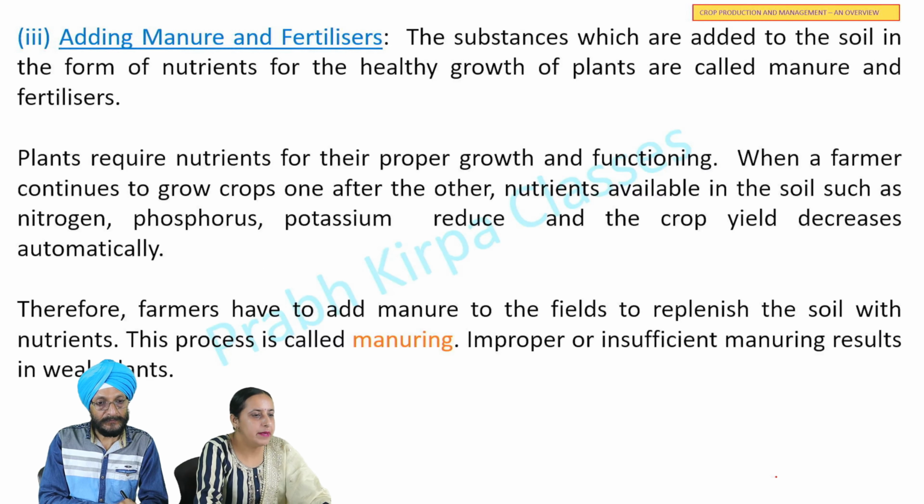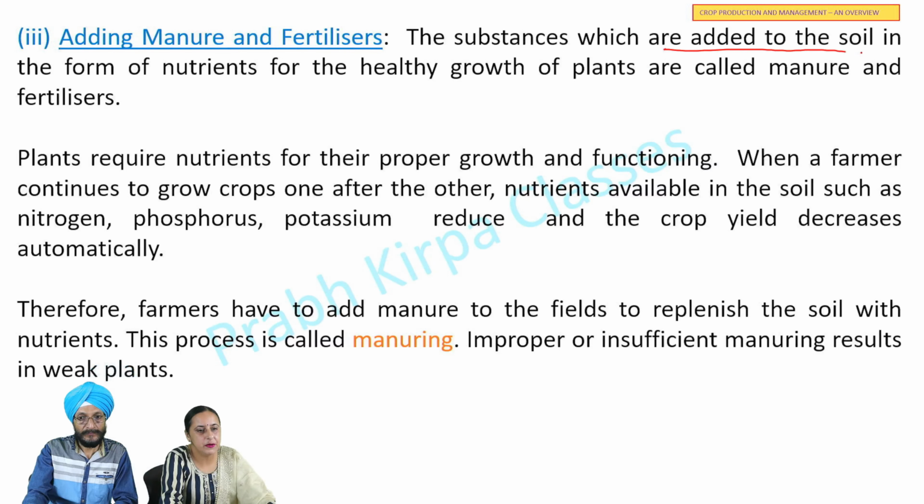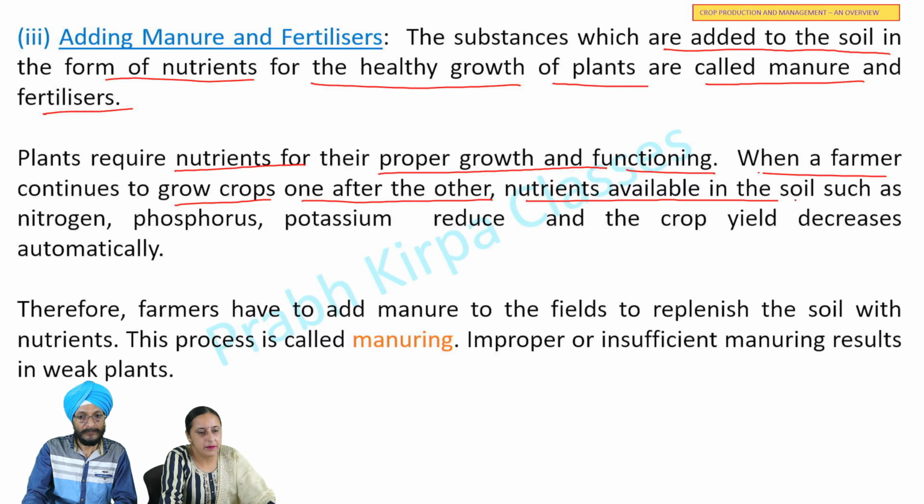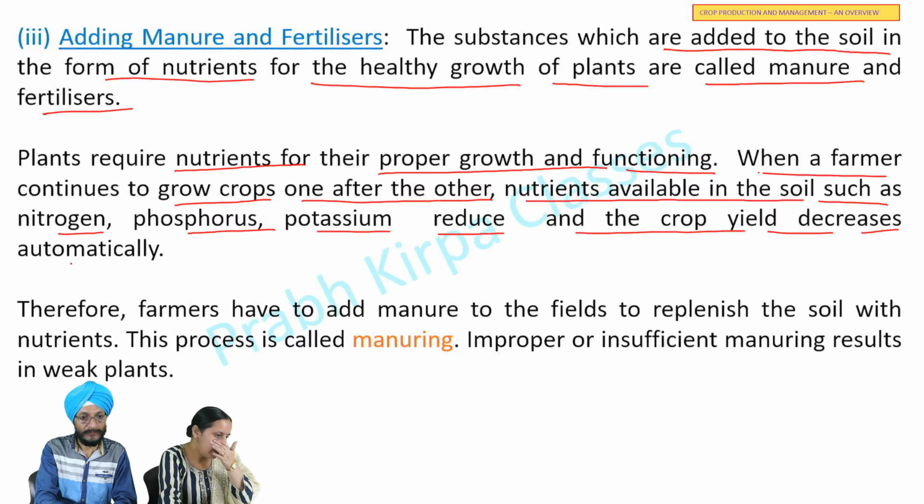Third, adding manure and fertilizers. The substances which are added to the soil in the form of nutrients for the healthy growth of plants are called manure and fertilizers. Plants require nutrients for their proper growth and functioning. When a farmer continues to grow crops one after the other, nutrients available in the soil such as nitrogen, phosphorus, potassium reduce and the crop yield decreases automatically.